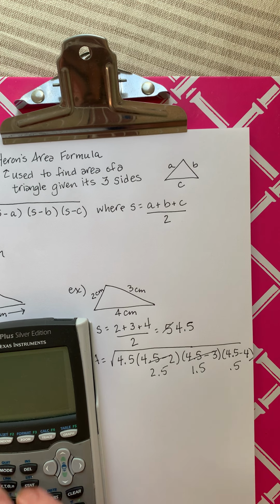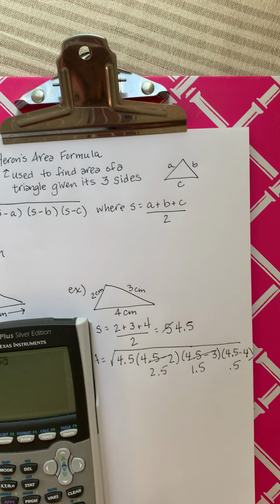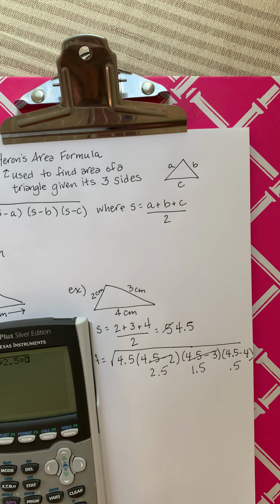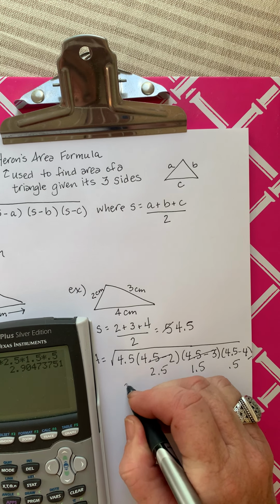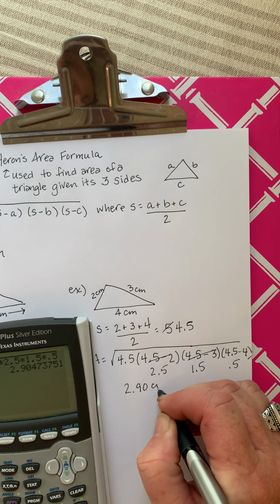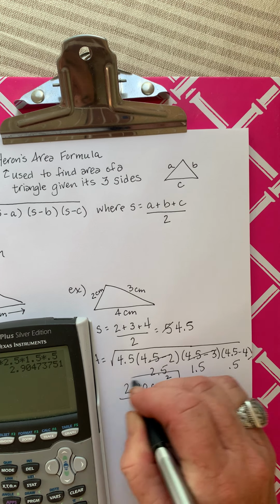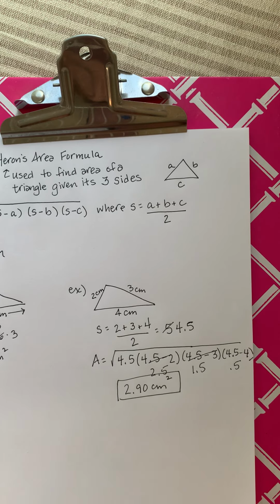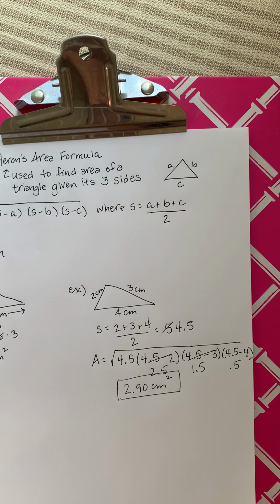Okay, I'm going to do the square root of 4.5 times 2.5 times 1.5 times 0.5. And there we go, 2.90 centimeters squared. And that's all we have to do. Okay, probably the shortest notes ever from me, you guys, but there they are.